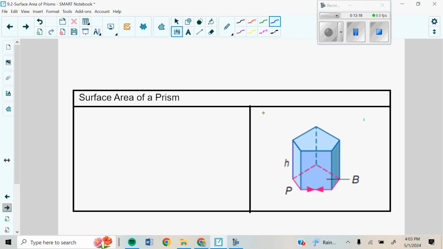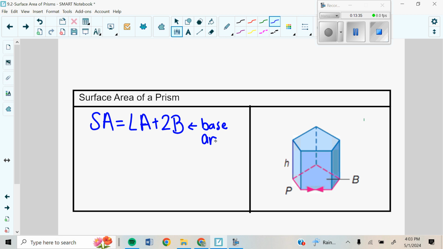So surface area of a prism, we're going to call that SA. Sometimes it's just S. It is the lateral area, so the faces, plus 2 base areas. Capital B is going to stand for base area. Now that formula for B is going to change depending on the shape we have.